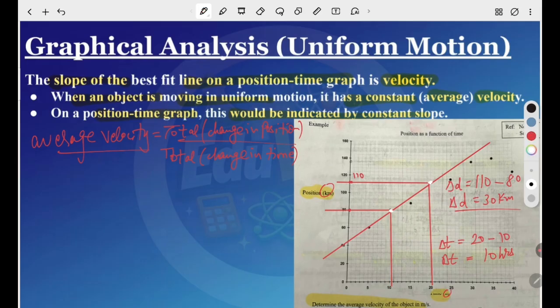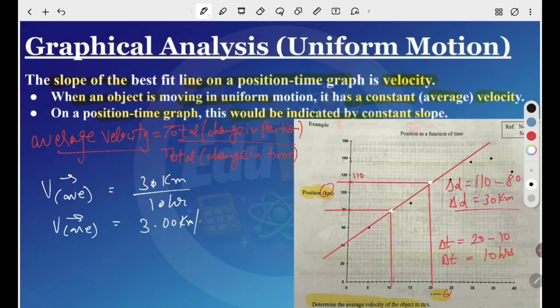So now to find the average velocity, we have 30 kilometers upon 10 hours, and we get 3.00 kilometer per hour, which we have to convert to meter per second because they tell us to find the constant velocity in meter per second.